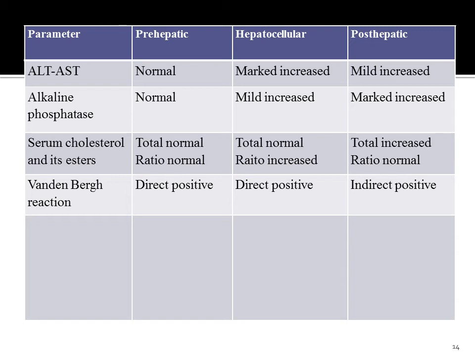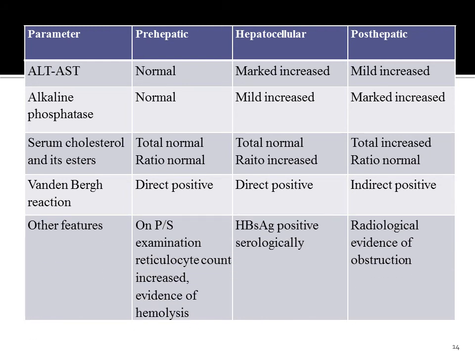Then the Van den Bergh reaction detects whether there is direct or indirect bilirubin. It will be indirectly positive in prehepatic and hepatocellular, where there is raised unconjugated bilirubin. But in post-hepatic, where there is raised conjugated bilirubin, it will be directly positive.